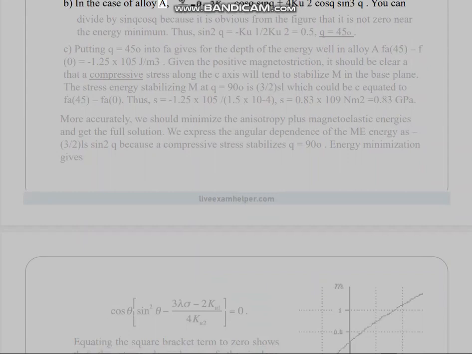B. In the case of alloy A, the derivative gives cos theta times a factor that vanishes at sin^2 theta. You can divide by cos theta because it is obvious from the figure that it is not zero near the energy minimum. Thus, sin^2 theta equals -Ku1/2Ku2 is equal to 0.5, theta equals 45 degrees.